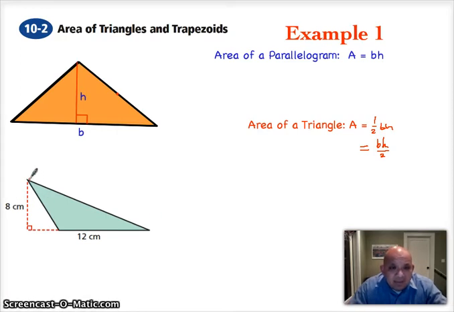Here we have a triangle that has a height of 8 centimeters, and a base of 12 centimeters. We know that area equals base times height over 2, or half base times height. And then we just need to plug in the numbers. Area equals 12 times 8 over 2.